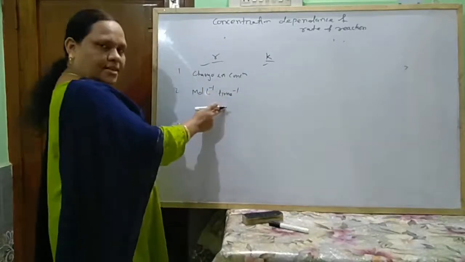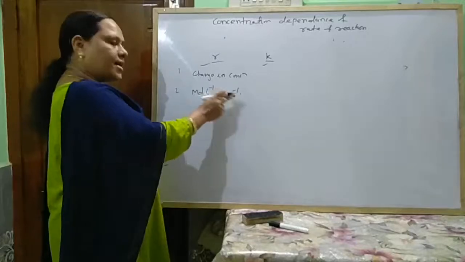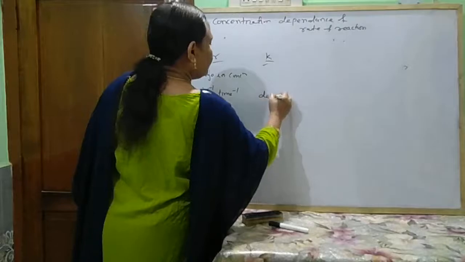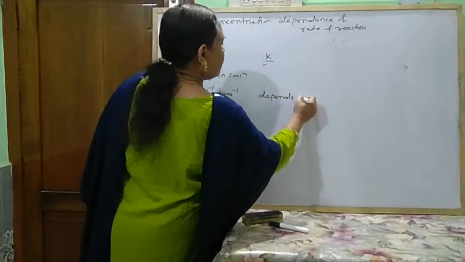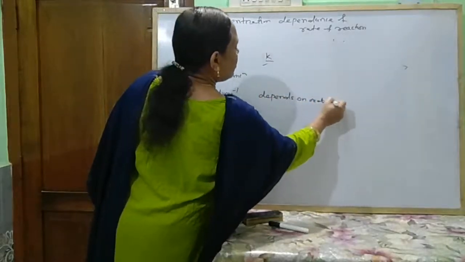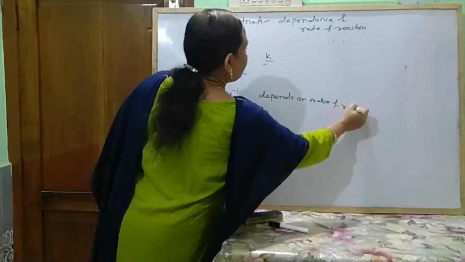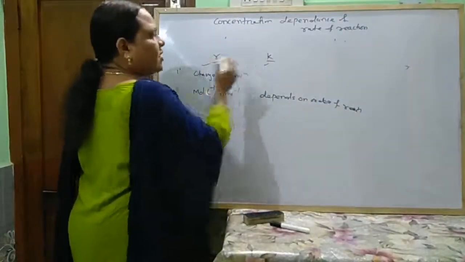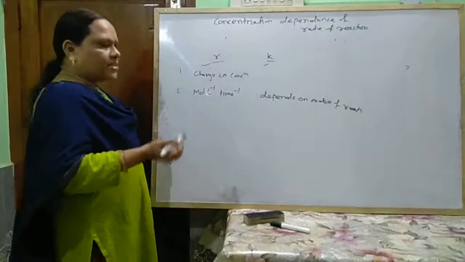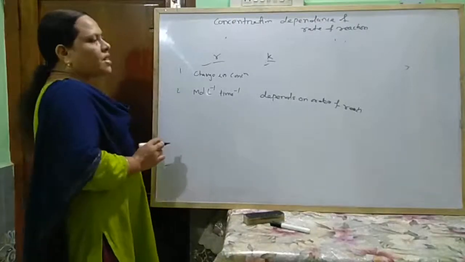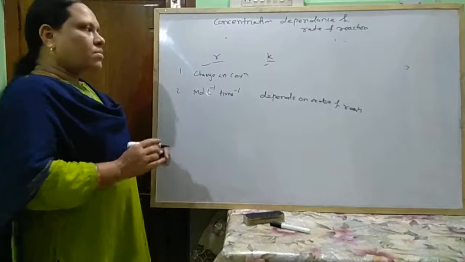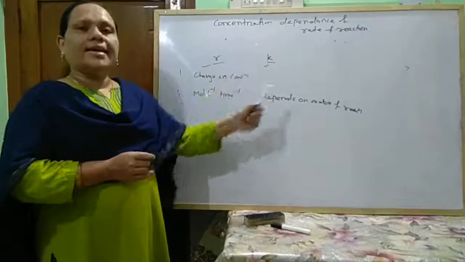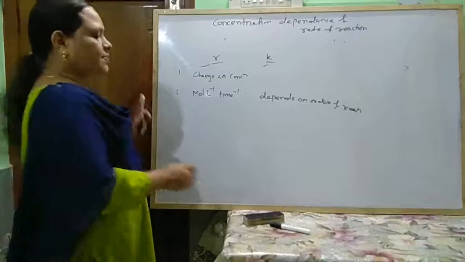Next, the unit of R is always mole liter inverse and time inverse. Time may be second or a minute or like this. But the unit of K depends on order of reaction, and both rate of reaction and rate constant change with change in temperature. So these are some points of comparison of rate of reaction and rate constant.